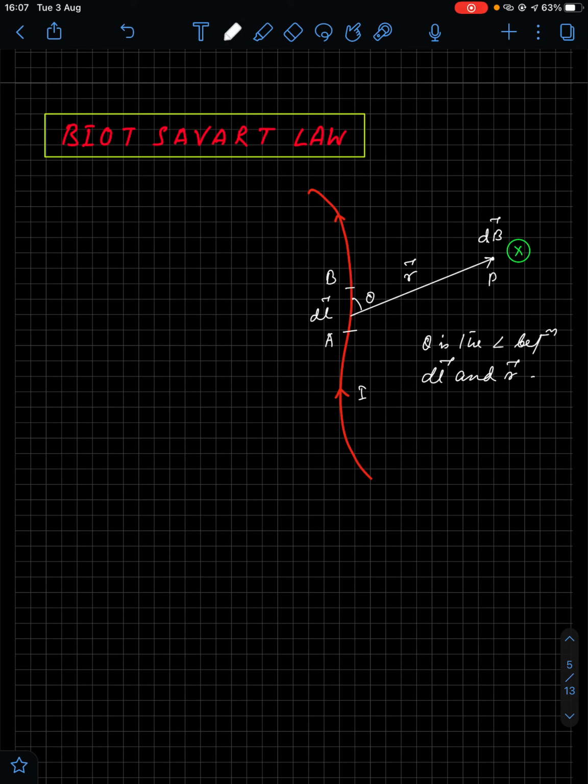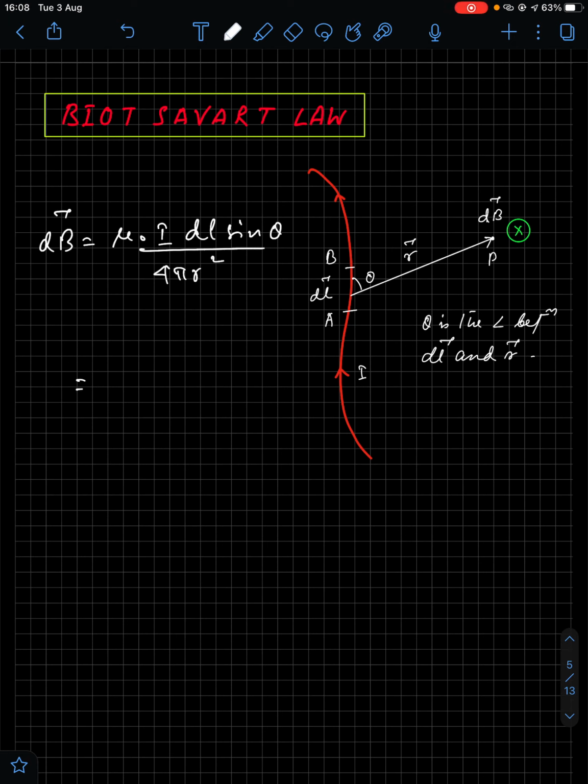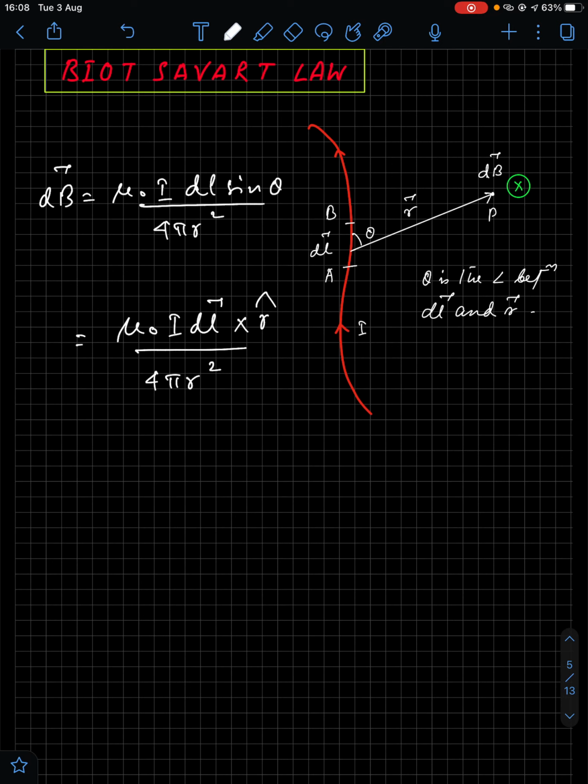Now the magnetic field at point P due to the current I, in accordance with the Biot-Savart law, is given by mu naught I dl sin theta by 4 pi r square. Well, now we put that in vector form: mu naught I dl vector cross r cap divided by 4 pi r square.